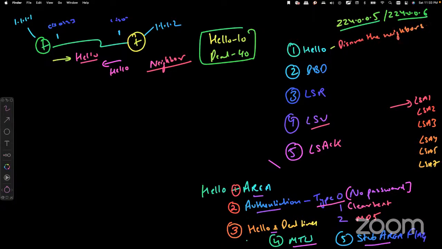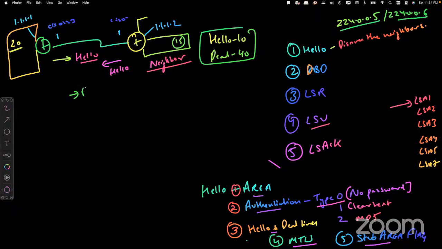Okay, sorry about my writing, I have just a small pen tablet. So after hello, what we will send is a packet called database description. A router will have a very big table, maybe hundreds of routes. Maybe this router has 20 network entries, and in this router's database table you may have 15 network entries. I'm just giving an average.